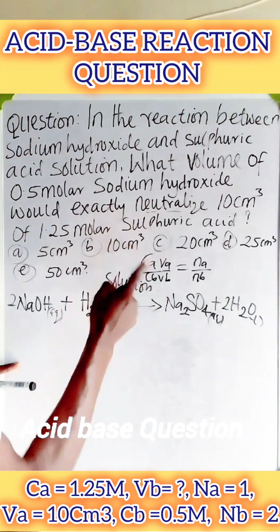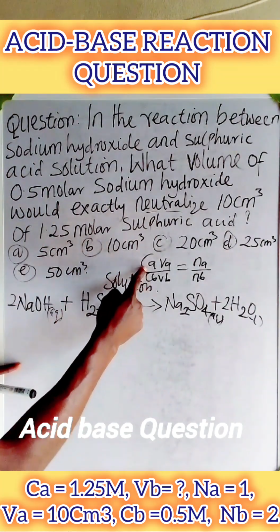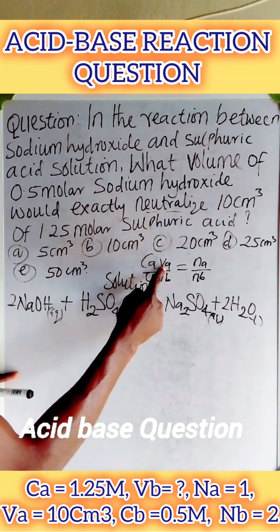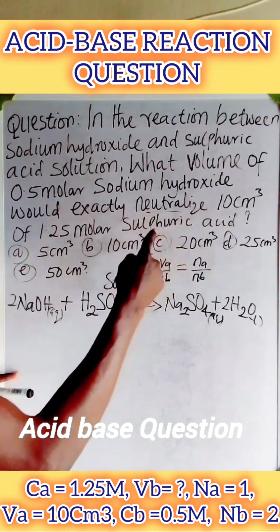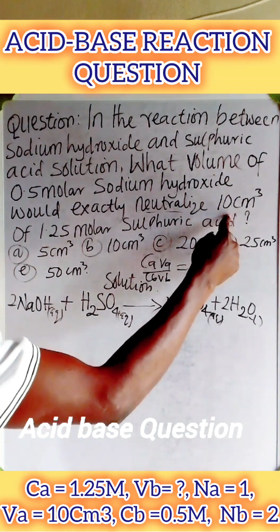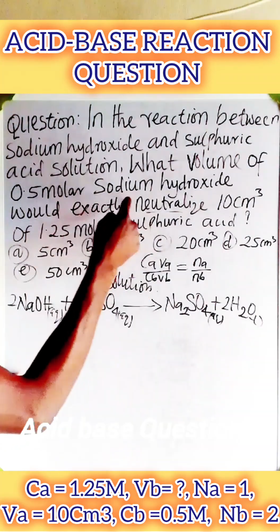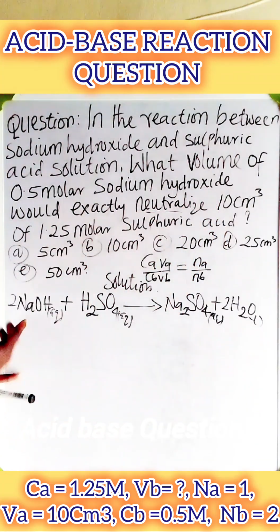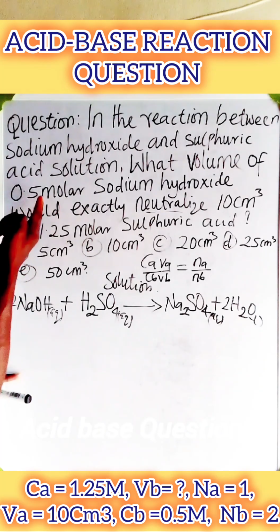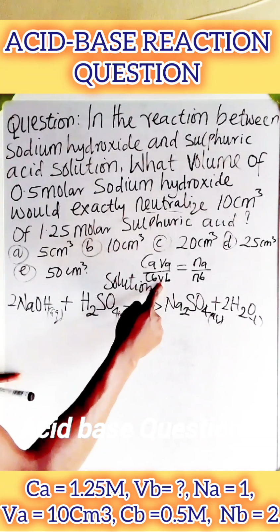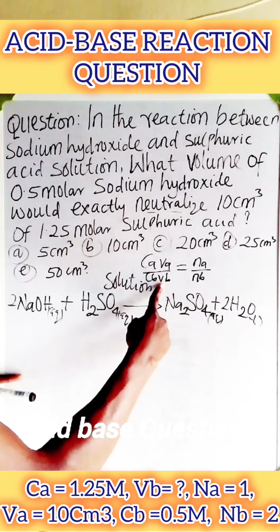Concentration of the acid Ca has been given to us to be 1.25. Volume of the acid has been given to us to be 10 cm³. Then the concentration of the base: remember that our base was sodium hydroxide and the concentration is given to be 0.5 molar. So the volume of the base is what we are asked to calculate.